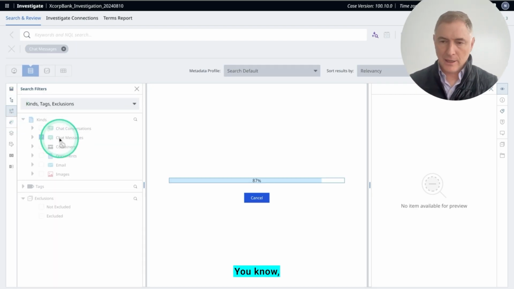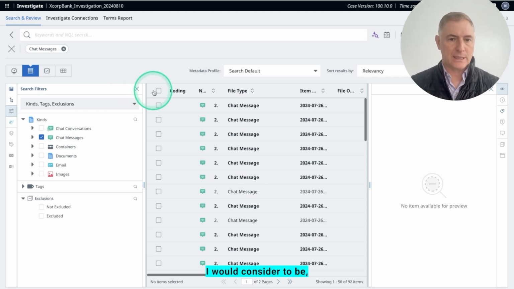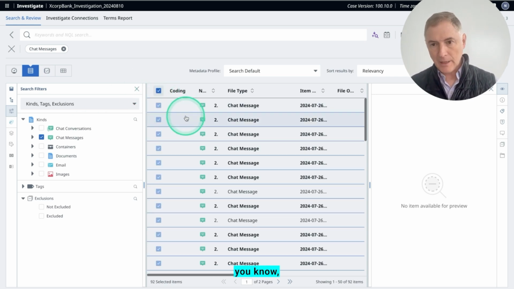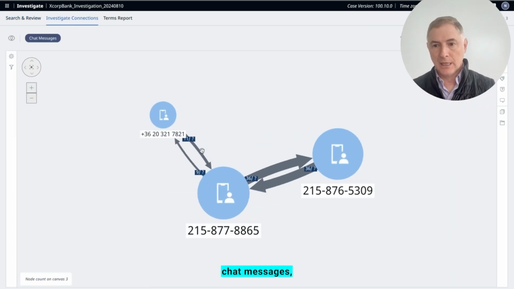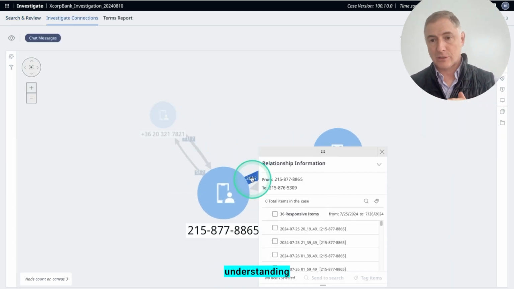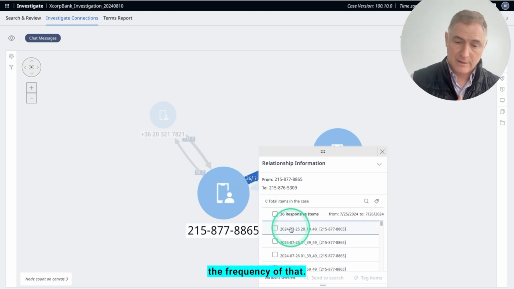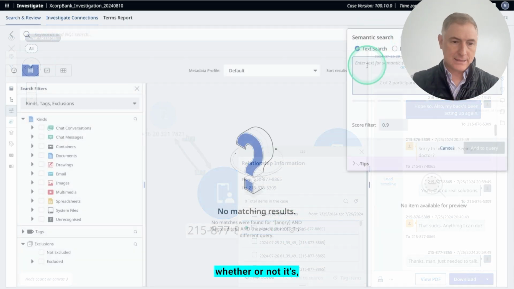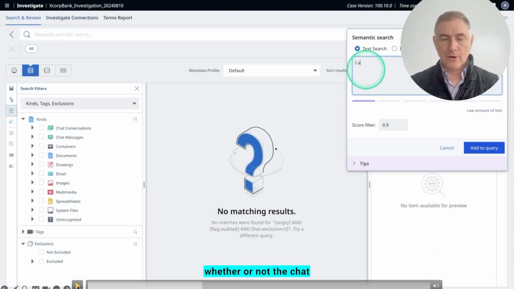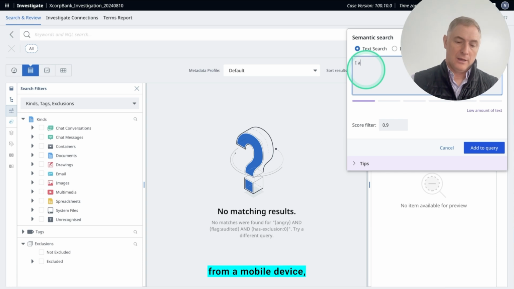So now we are running through what I would consider to be the analog style of investigations. I'm looking at documents, I'm running searches, I'm reviewing chat messages, I'm understanding communications, who's talking to who, and the frequency of that. And again, all of these elements of being able to understand chat, whether or not the chat messages are from a mobile device.